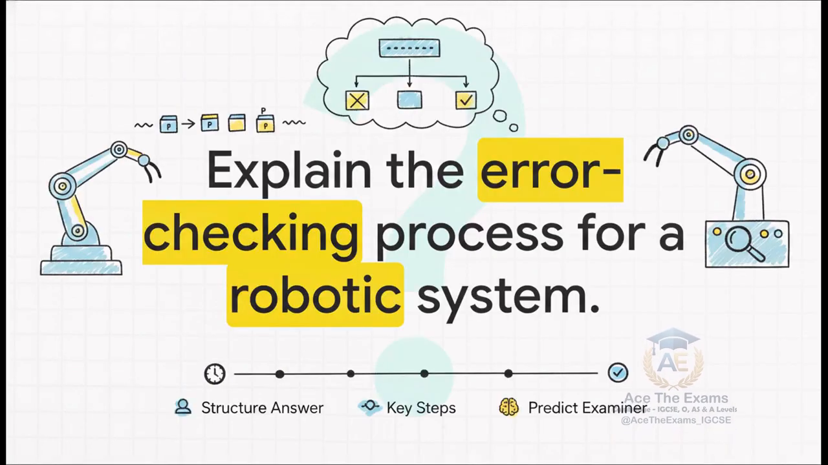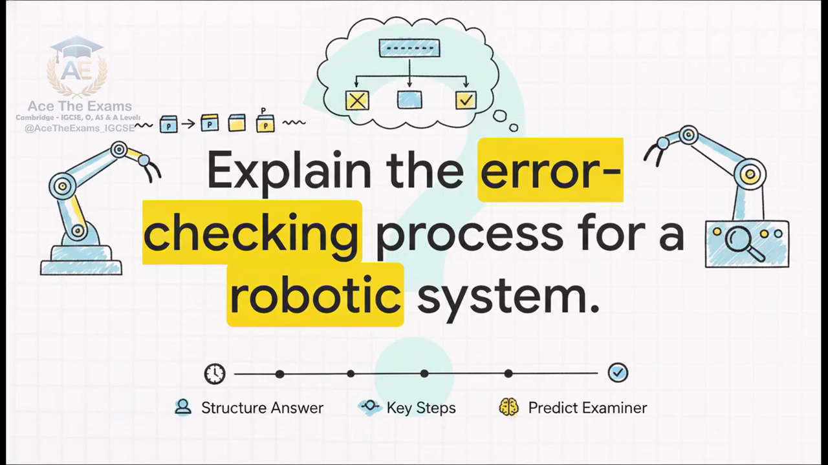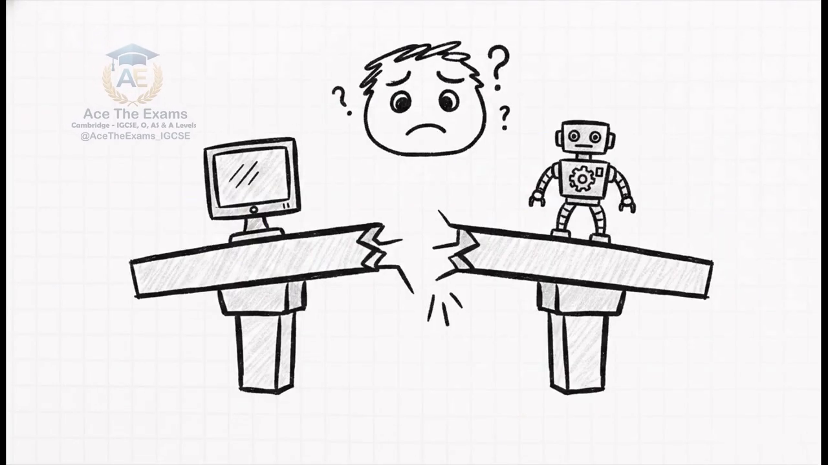Okay, let's put this to the test with an interactive challenge. Imagine you are sitting right there in the exam hall, the clock is ticking, and this is your prompt. A robotic system transmits an 8-bit command using odd parity. Explain the error checking process. I want you to mentally pause this explainer for a second. Seriously, how would you structure your answer? What are the key steps? Predict exactly what the examiner wants to see. All right, time's up. Did your answer look something like this?